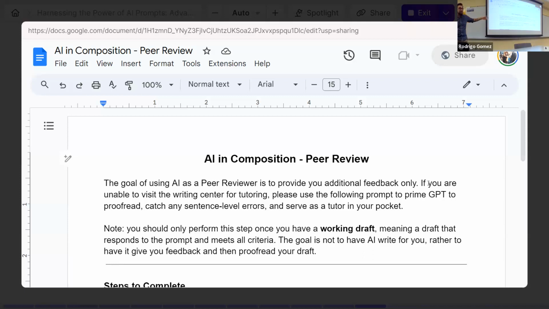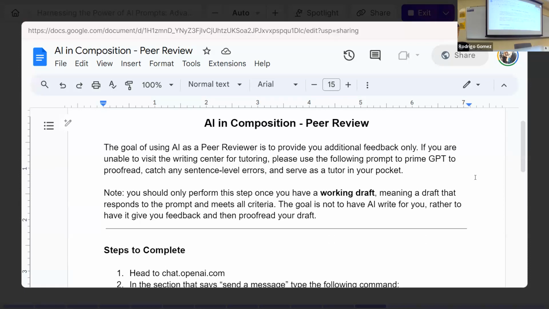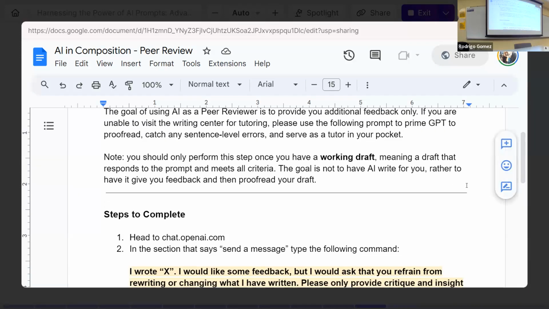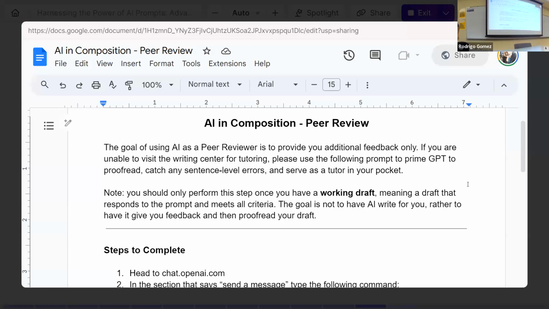So that's an experiment. And I hope that you realize that all of this is experimental. So here's what I told them. The goal of using AI as a peer reviewer is not, as a peer, is to provide you additional feedback only. If you are unable to visit the Writing Center for tutoring, please use the following prompt to prime GPT to proofread, catch any sentence level errors, and serve as a tutor in your pocket. So note, right, that there's a little bit of a disclaimer. You should only perform this step once you have a working draft.